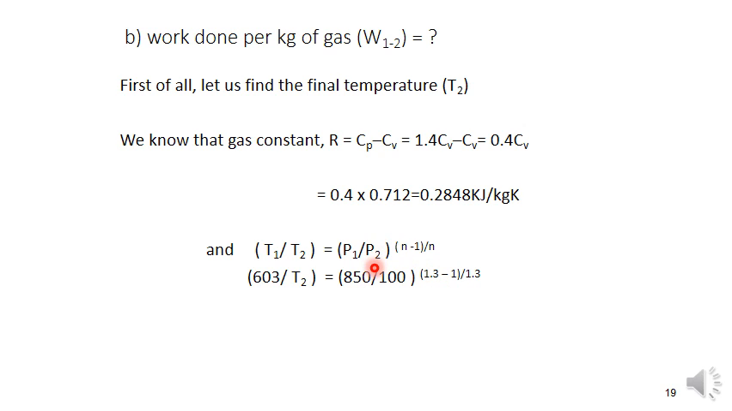So write that here. After that, bring this T2 to the right hand side, and whatever number is on this side, bring it to the right hand side, left hand side to the denominator. So 603 divided by whatever answer you got, bring it to the denominator here, and that one is T2. T2 is 369 Kelvin.